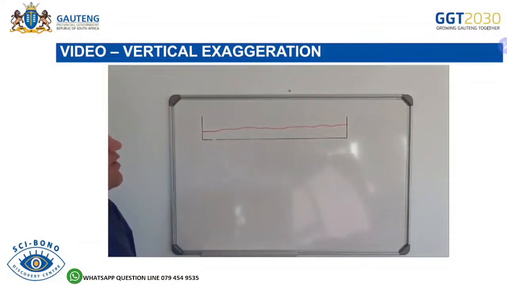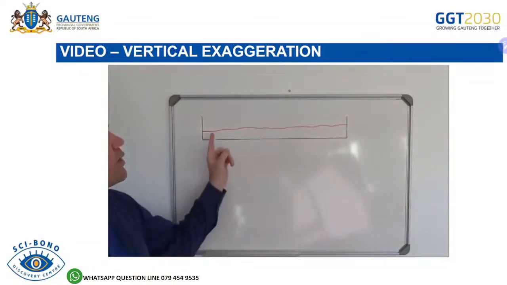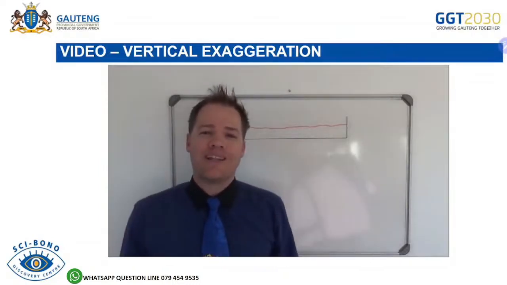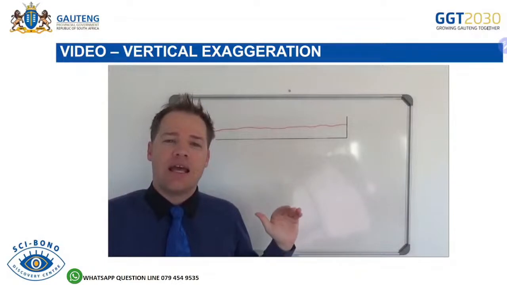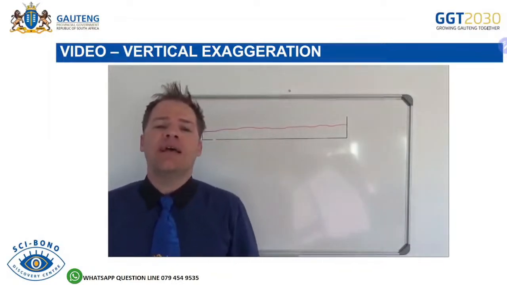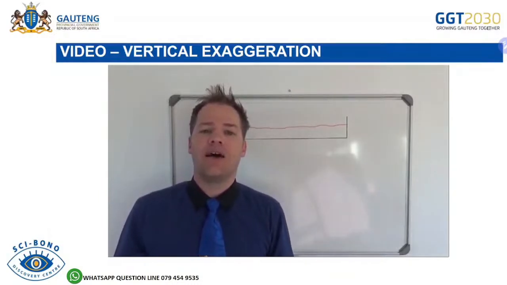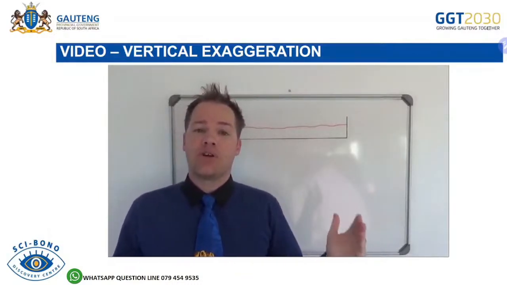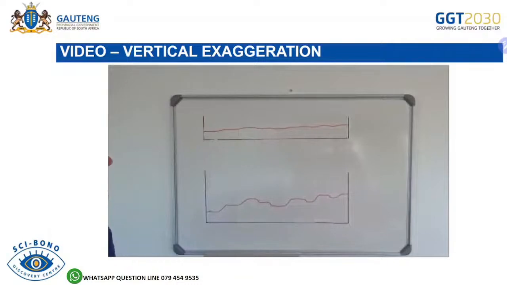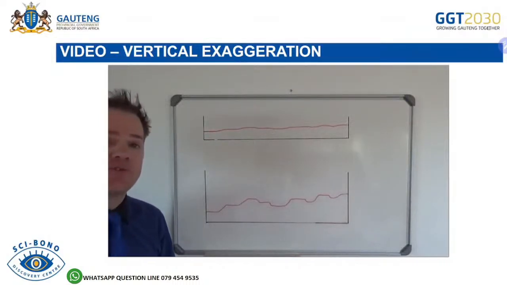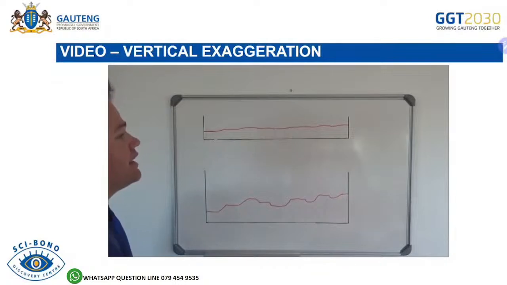Maybe it's not the perfect example. If you take a quick look at this, the line is not really straight, but it's hard to see where you'll be going up and where you'll be going down. So what they do is they exaggerate the vertical scale and send you a cross section of that. What you see here at the bottom is an example of the same area, the same cross section, but the vertical scale has been exaggerated.